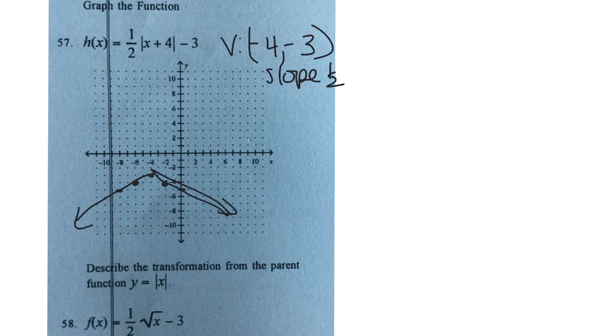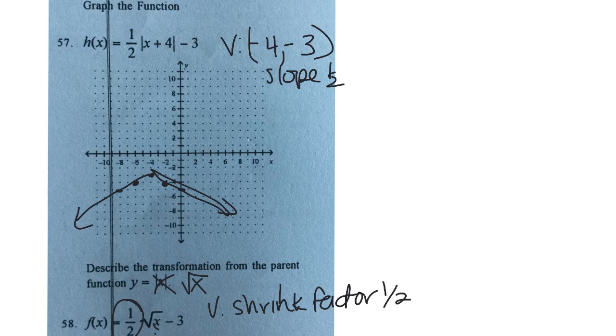You get the idea. And then last on this slide is describe the transformation from the parent graph of 1/2 square root of x minus 3. Well, we start with inside the radical. There's nothing inside. Our parent graph, well, apparently this is not the same parent graph. That's square root x. So our first is 1/2. That's a vertical shrink factor of 1/2. And then we have a vertical translation down 3.